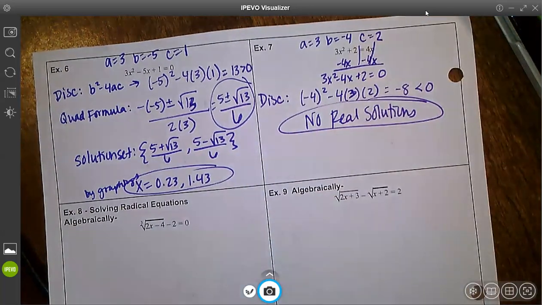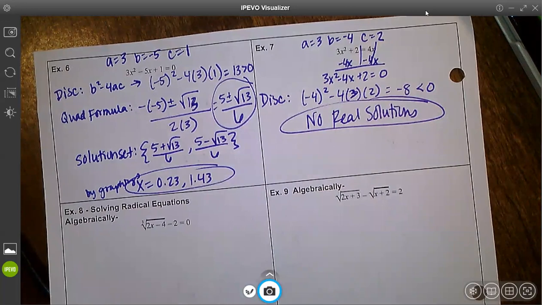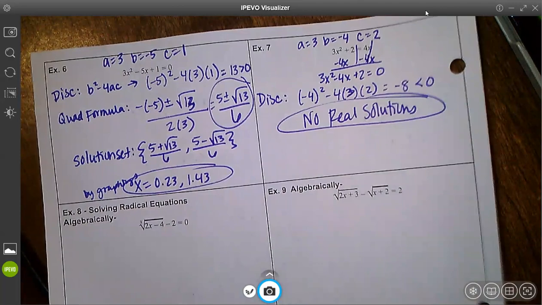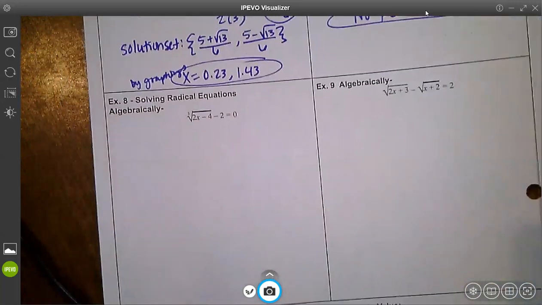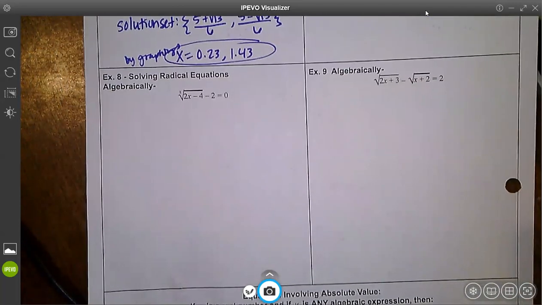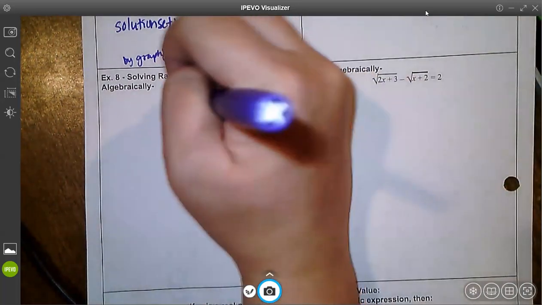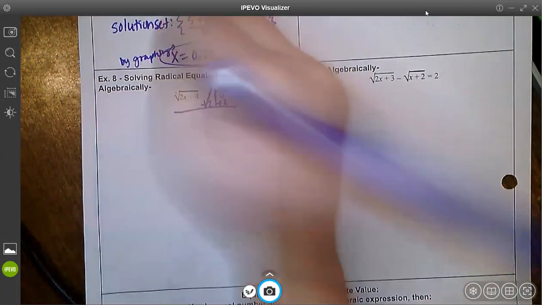If you do this one by graphing, then there are no x-intercepts. It does not intersect the x-axis, which would give you no real solutions. We're almost done. Solving radical equations: you have to get the radical by itself before you undo.